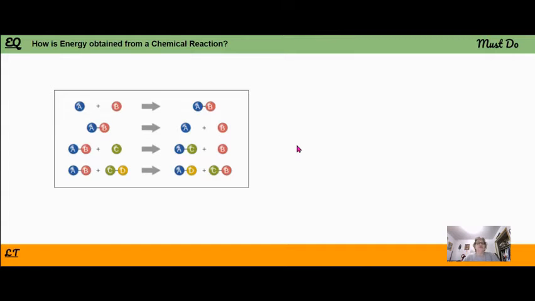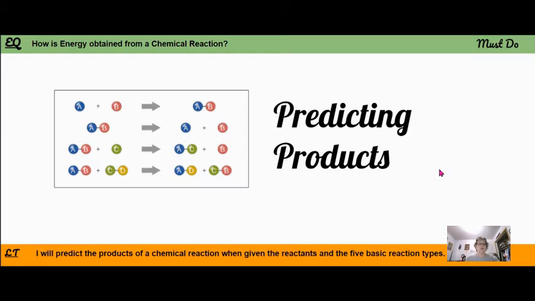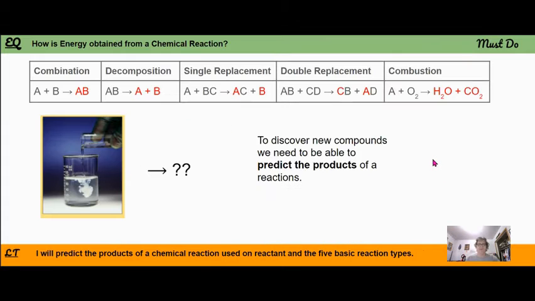Hey, Hux. We're still looking at how is energy obtained from a chemical reaction. Remember, these are four of our five chemical reactions. But today we're going to talk about predicting products. Your learning target is: I will predict the products of a chemical reaction when given the reactants and the five basic reaction types.